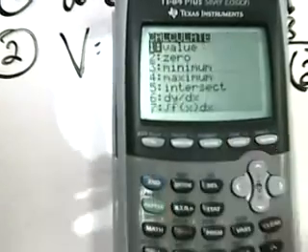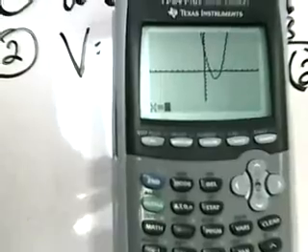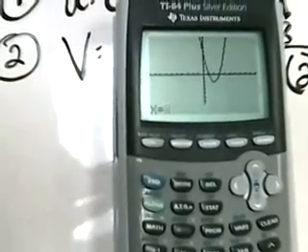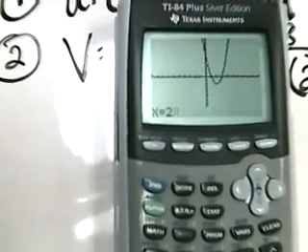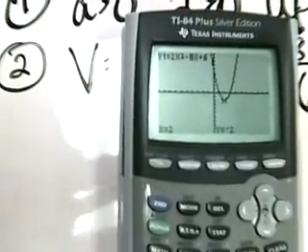Oops, did I not hit second trace? There, second trace, and I went to value, and it's saying x equals. Well, what was the x that we got for our vertex? We got 2. So if I hit 2 in there and I hit enter, now it tells me that y is negative 2.